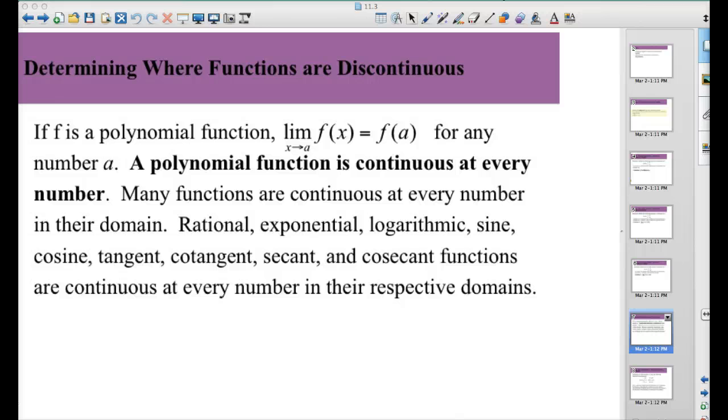If f is a polynomial function, the limit of f of x as x approaches a equals f of a for any number a. A polynomial function is continuous at every number. Many functions are continuous at every number in their domain: rational, exponential, logarithmic, sine, cosine, and all these functions are continuous.